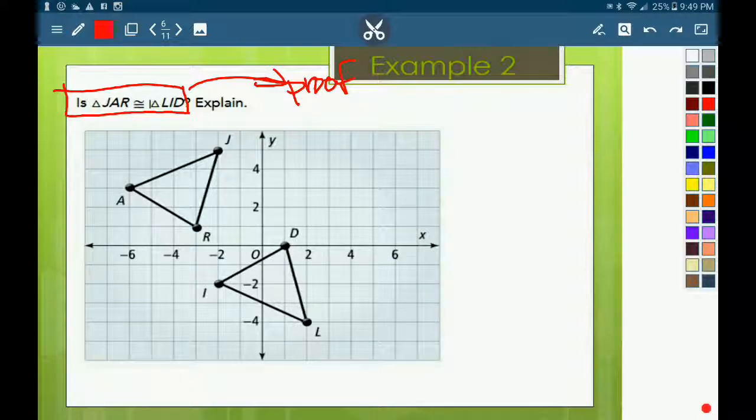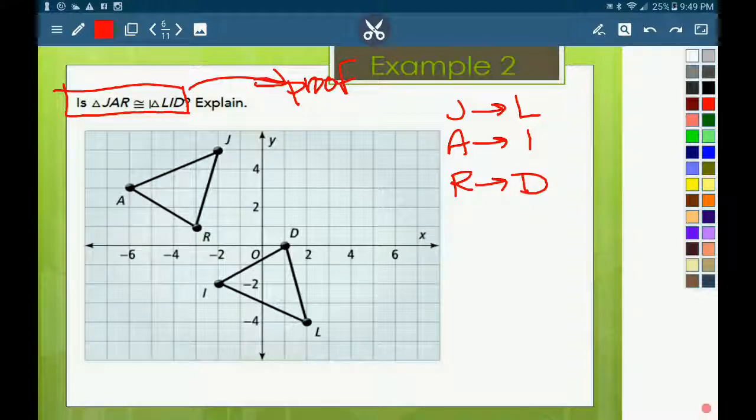Because before, we would have A go to A prime, B go to B prime, and we could tell they were supposed to land on top because they had the same letter. Well, the order to which they write these tells us which letter maps to what. So since J is first, J is going to map to L because L is first. A is second, so A maps to I because I is second. And lastly, R is going to map to D because D is last. So now I have an idea of what letters are going to land on top of what.